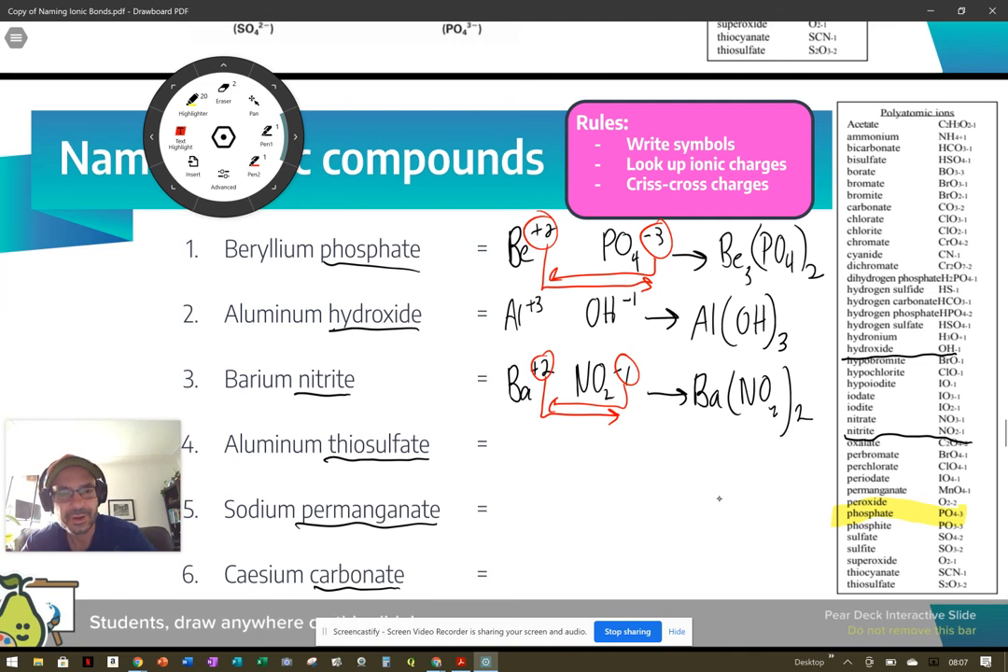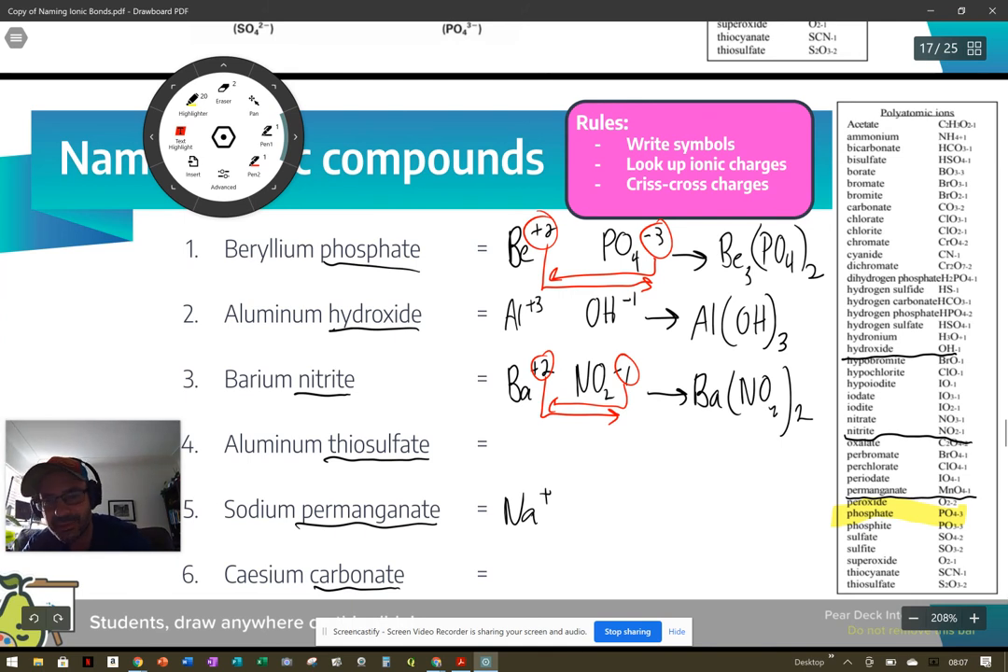And let's do one more. I'll do sodium permanganate so we don't crowd everything together. So I've got sodium as a +1. Permanganate is a -1, and it's MnO4. We're going to crisscross those charges, and we just get NaMnO4.